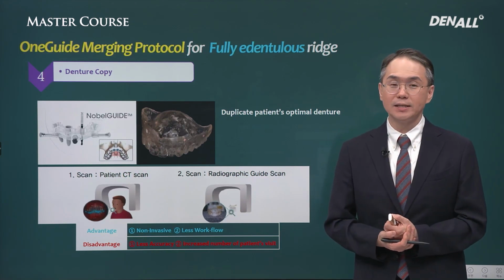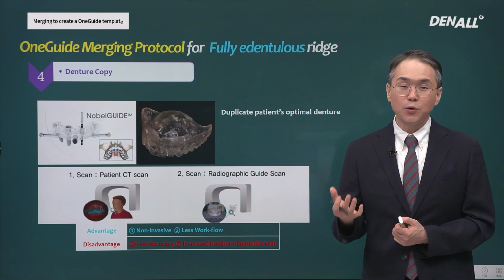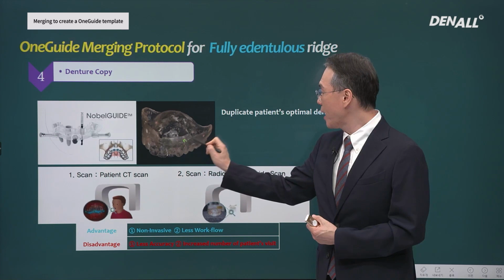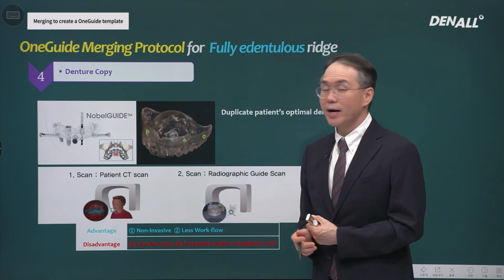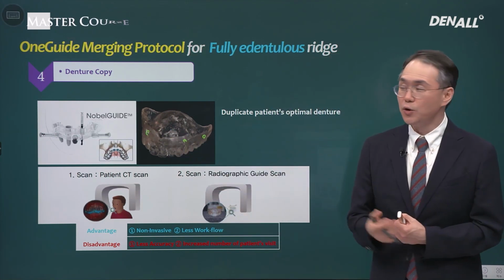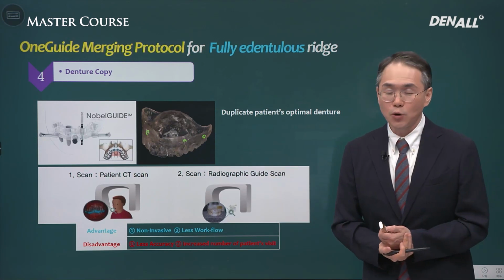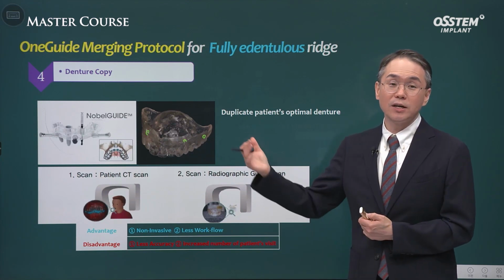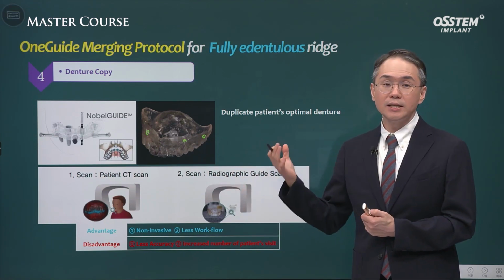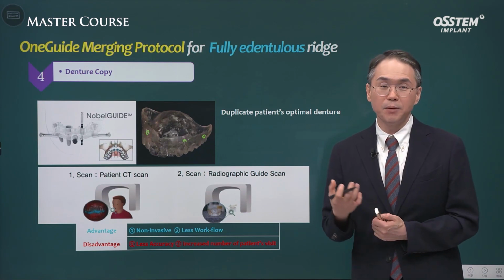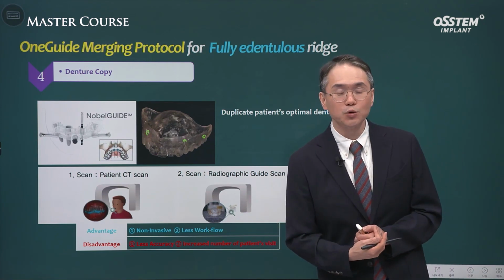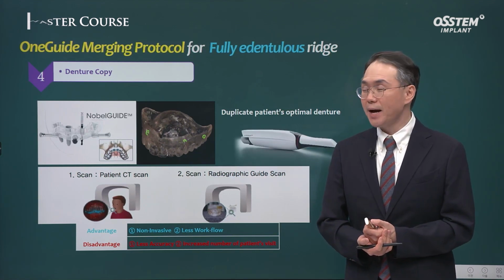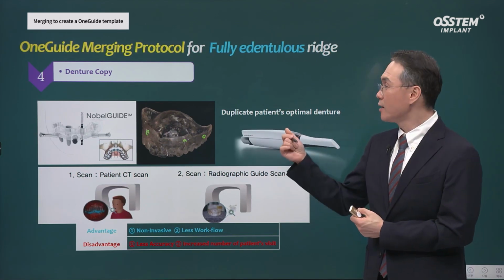In the past, when Noble Guide was introduced, the optimal denture that the patient was using was replicated and a hole was made on the inner surface, and radiopaque markers were applied and CT was taken again. The second time is taking CT on the copied denture. The CT's DICOM file would be converted to an STL file using a special program, and scan data was garnered. However, you no longer have to do this.